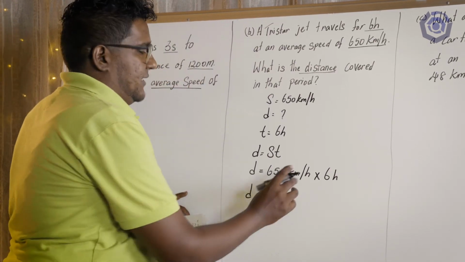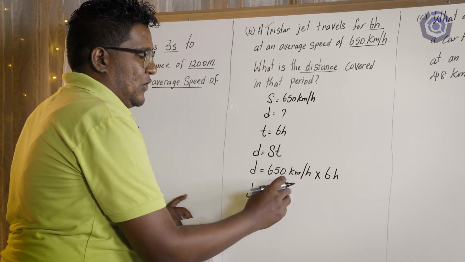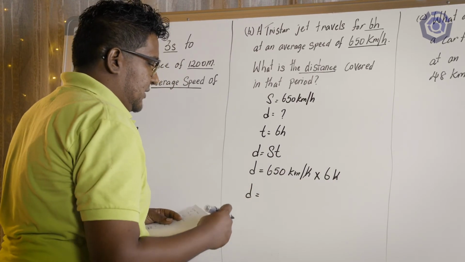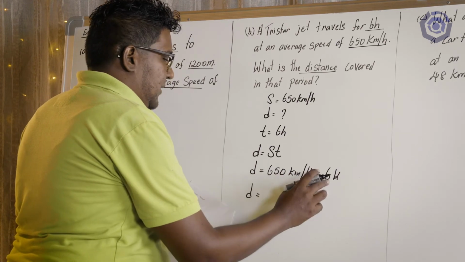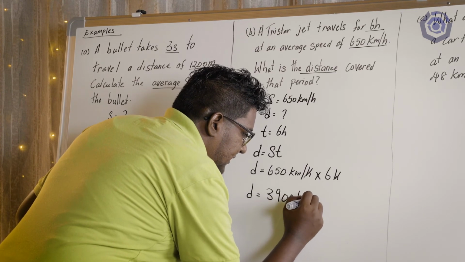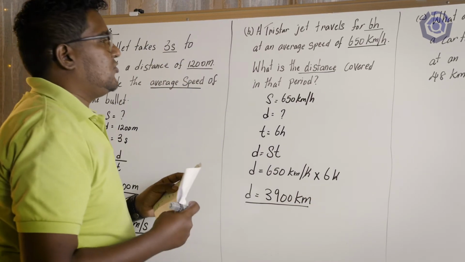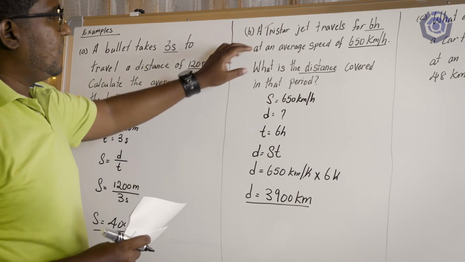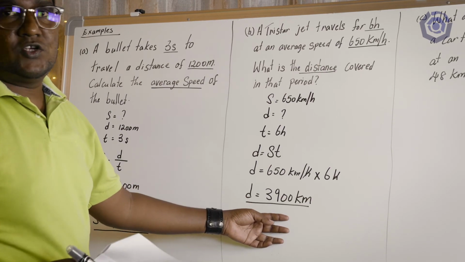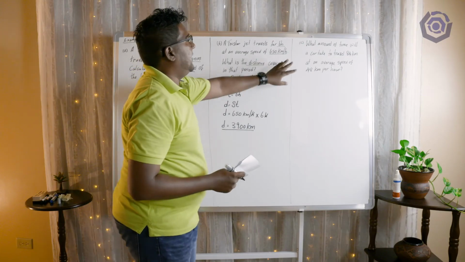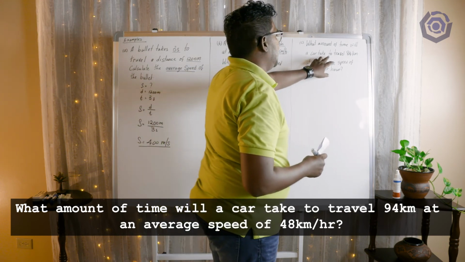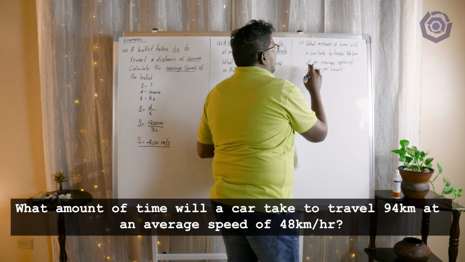The slash means that it's km over h. So the h is going to cancel out. So 650 multiplied by 6 is going to give me 3,900 kilometers. So the distance traveled, or the distance covered by the jet for the 6 hours, is 3,900 kilometers.